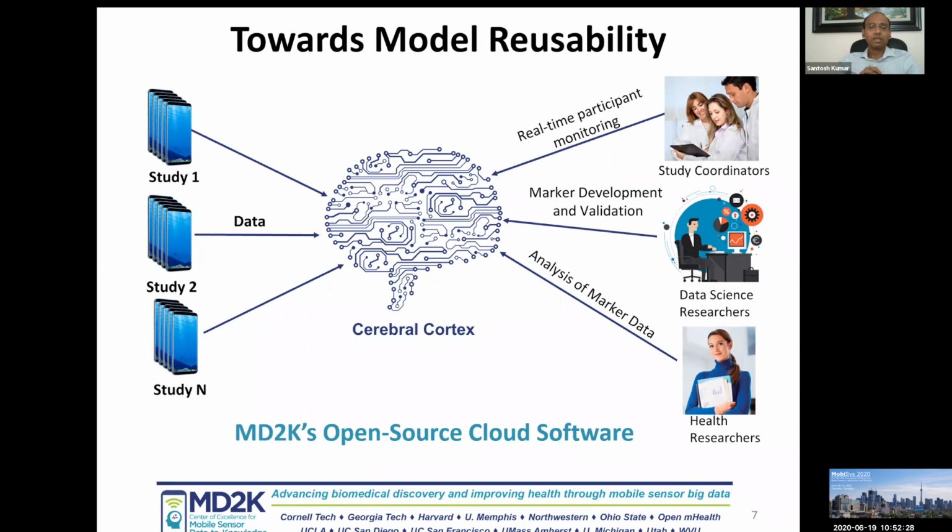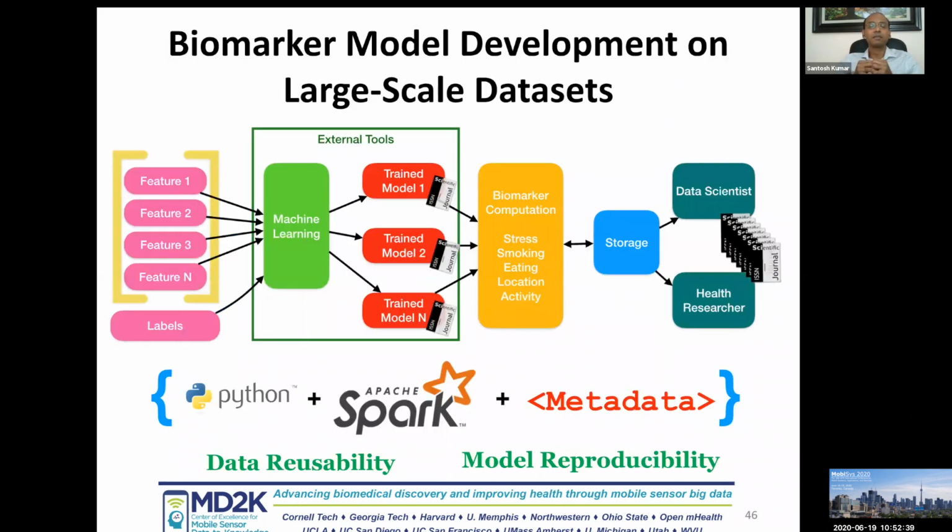Over this past 5 years of effort, we have developed this open source cloud software where we are trying to provide all the models, and that can be run on large scale data sets. Our goal has been to provide more open data sets so that they're easily usable. For that, we are trying to annotate them appropriately with the right metadata. And for model reproducibility, we're trying to create appropriate provenance systems so that the models are appropriately annotated and can be easily used by others.